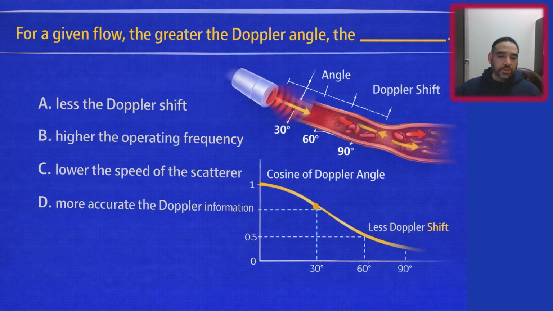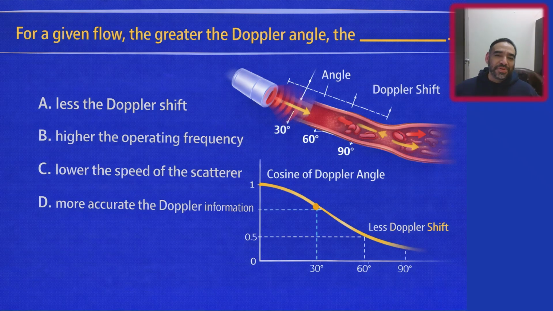Okay, so the next question says, for a given flow, the greater the Doppler angle, the blank. The answers are A, less the Doppler shift, B, higher the operating frequency, C, lower the speed of the scatterer, or D, more accurate the Doppler information. So the answer here is A, less the Doppler shift.